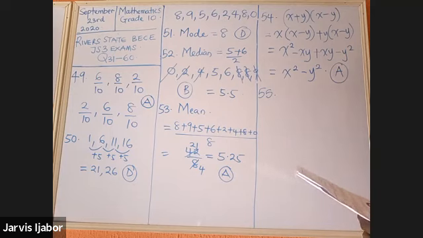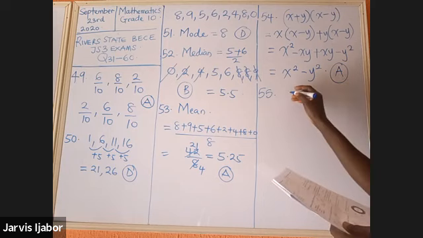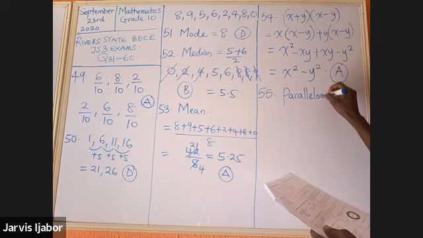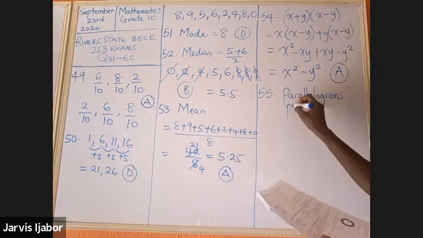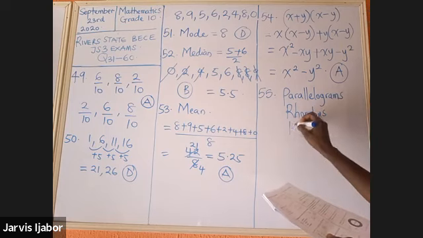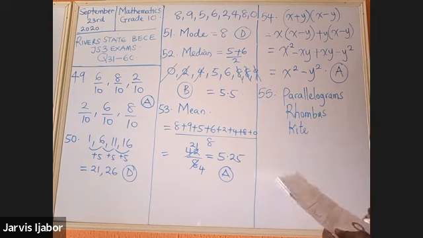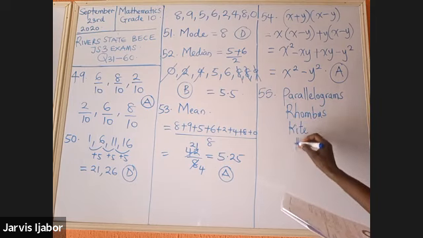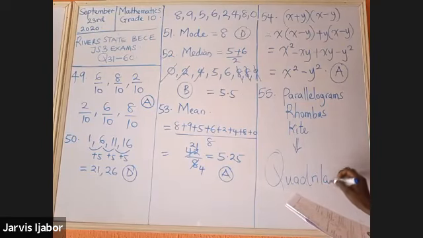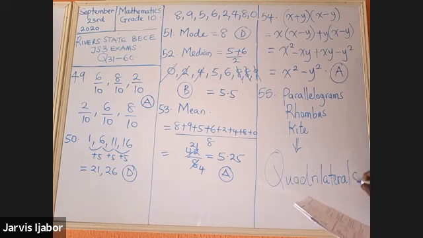Parallelograms, rhombus, and kite are examples of what? Parallelogram, rhombus, kites. What are they examples of? They're examples of quadrilaterals. So they are examples of quadrilaterals, and that option will be B.